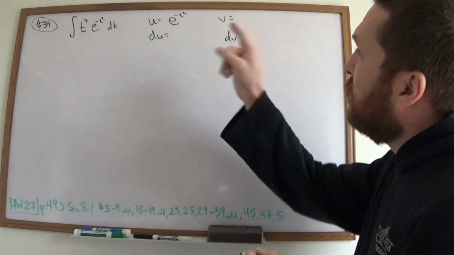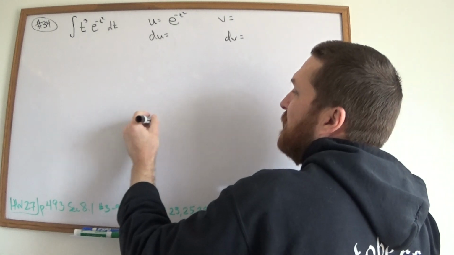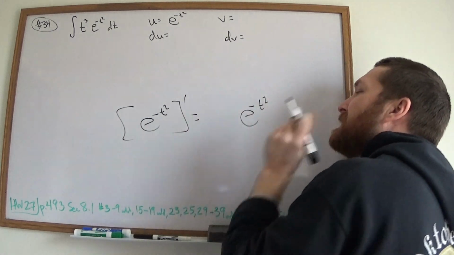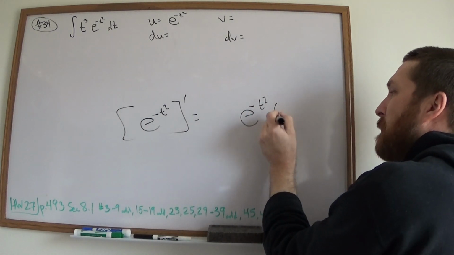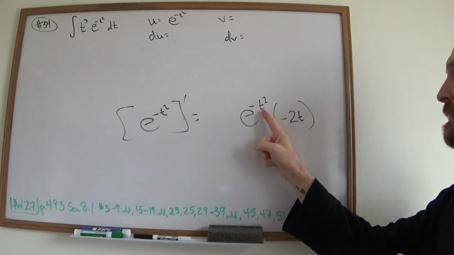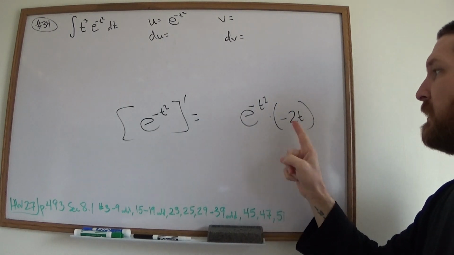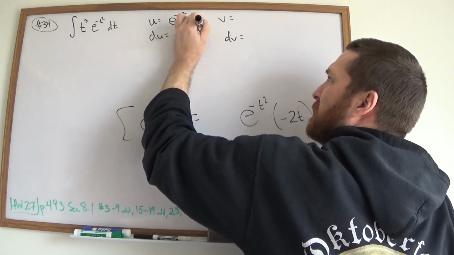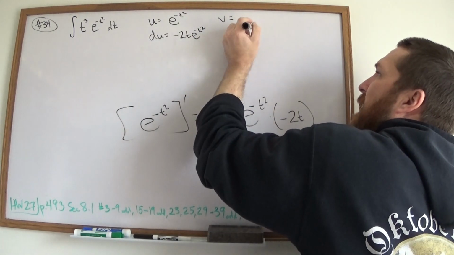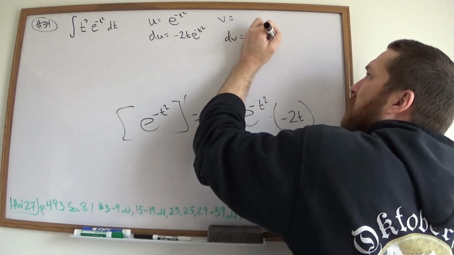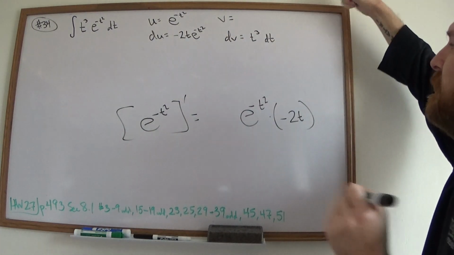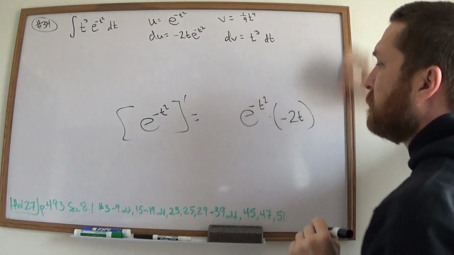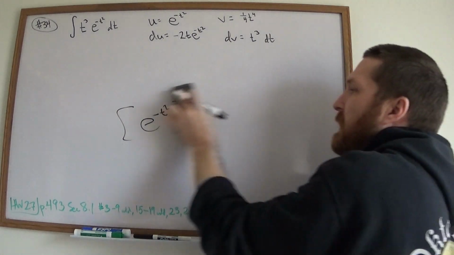So let's do that. The derivative of e to the negative t squared is going to be e to the negative t squared times the derivative of the inside stuff. So that's minus 2t, right? Because the derivative of negative t squared is that. And so I'll write that as minus 2t e to the negative t squared. Now the dv is everything that's left, so t cubed dt. So its antiderivative must be t to the 4th, but we're going to need a quarter out of there. Okay, so we're just going to try this and see what happens.